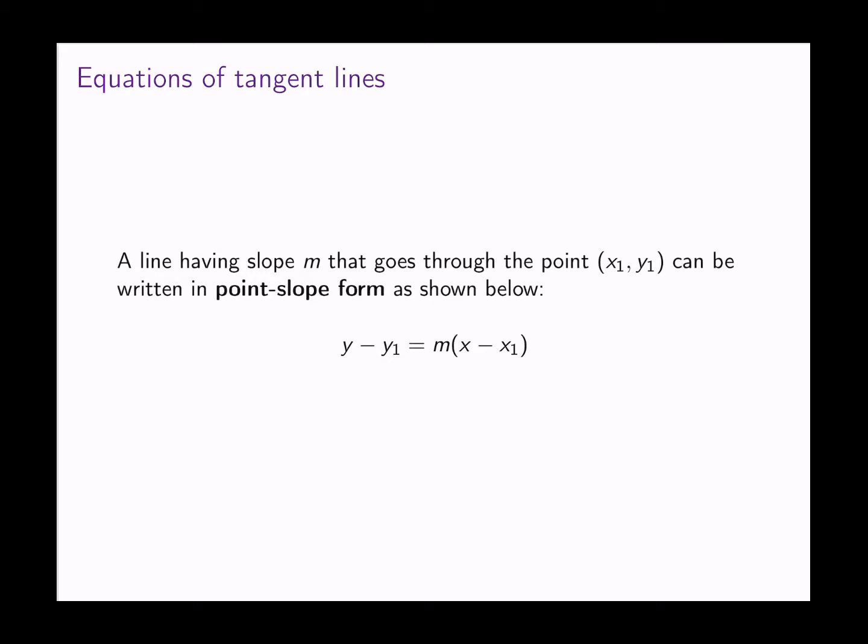If we have a line that has slope m and it goes through the point (x1, y1), we'll highlight these, and then we can write it in point-slope form as shown below. So we'll just plug in our slope here, and we'll plug in our x1 here, the x-coordinate of our point, and we'll plug in the y-coordinate of our point there.